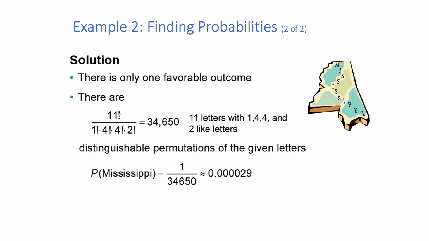So I have 11 factorial ways of choosing. There is one way of choosing an M, 4 different I's to choose from, so that's 4 factorial. There's 4 different S's to choose from, that's 4 factorial again, and then 2 P's to choose from, 2 factorial. So this is the number of distinguishable permutations where I have 11 letters with 1, 4, 4, and 2 like letters. Right? So the number of distinguishable permutations in this case is 34,650.